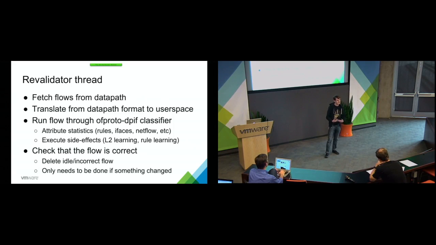I haven't explained this, but because a handler just installs a flow and then forgets about it, when there is a change at a higher layer, OpenFlow or OVSDB, there's no other mechanism that propagates that change down to the Datapath. So it's the Revalidator's job to run through these flows and check, if something has changed at the OpenFlow layer, whether the Datapath flow cache is still correct.